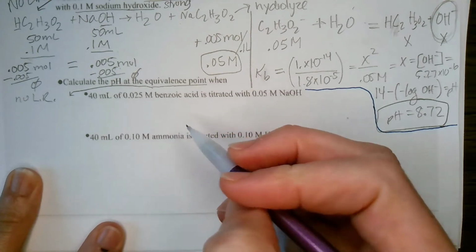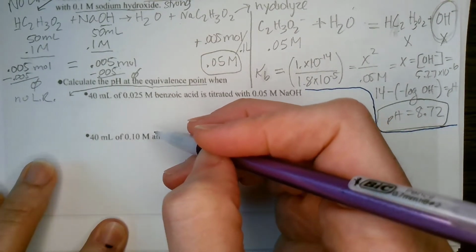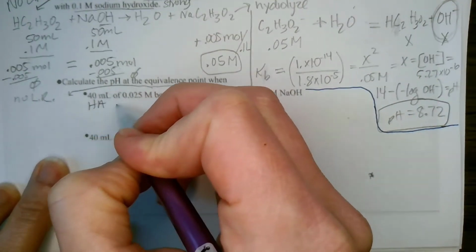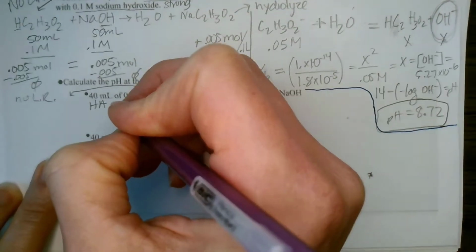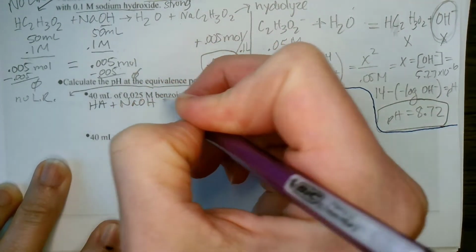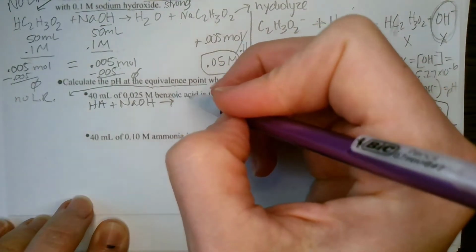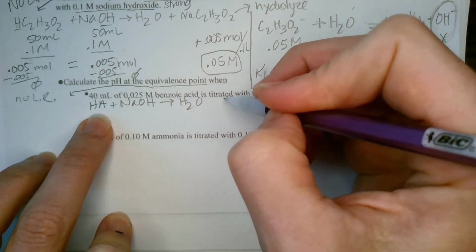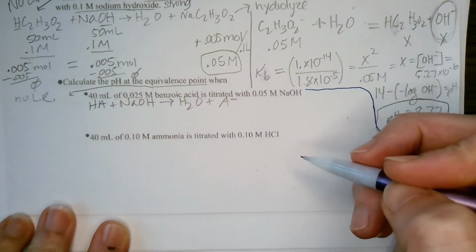We have benzoic acid, and similar to what we did above, I'm just going to write HA. That's signifying my acid. It's titrated with NaOH. And so we know my products are going to be water and the conjugate base of the acid. We're just going to say A minus.